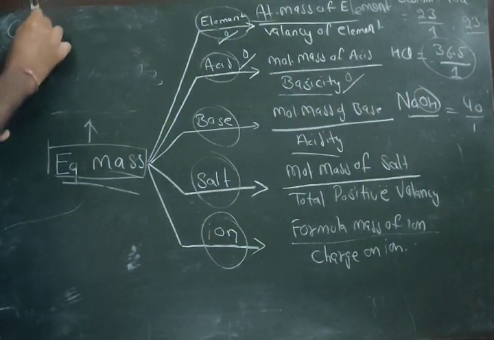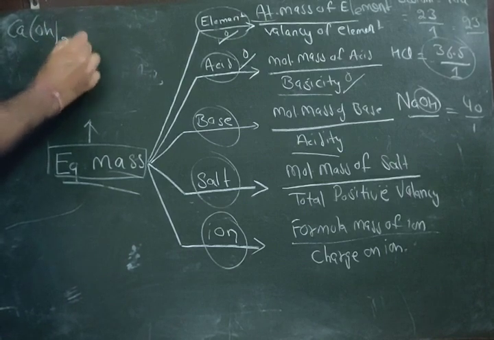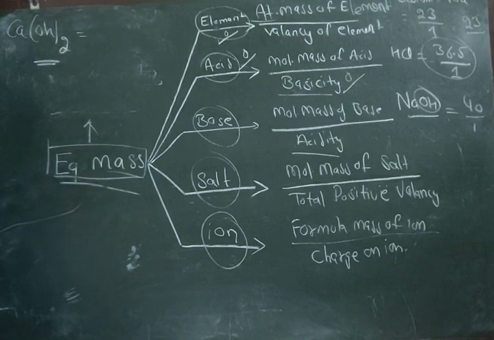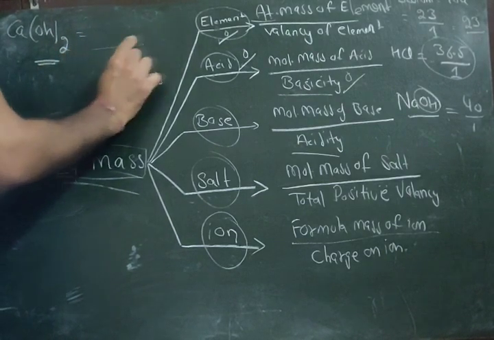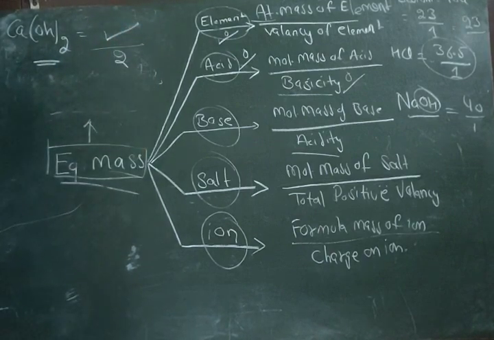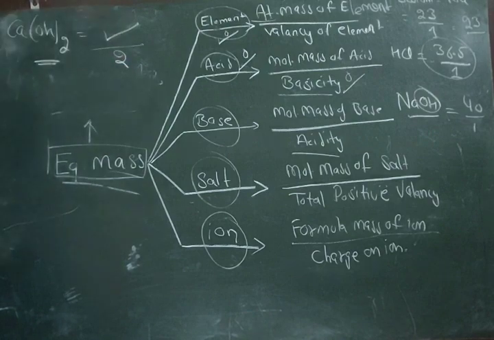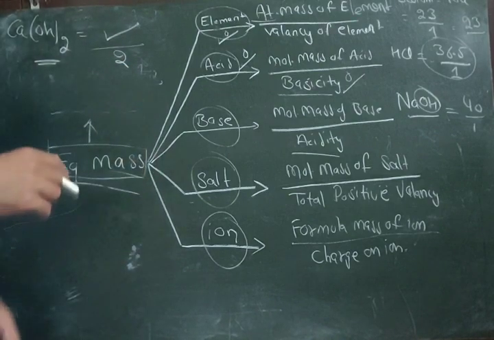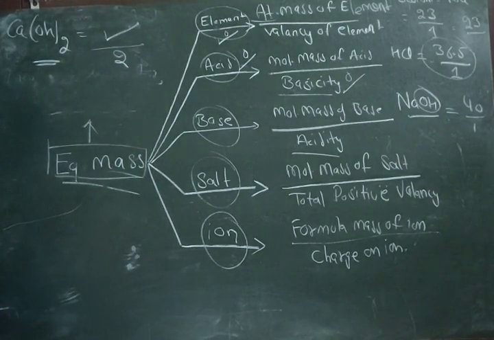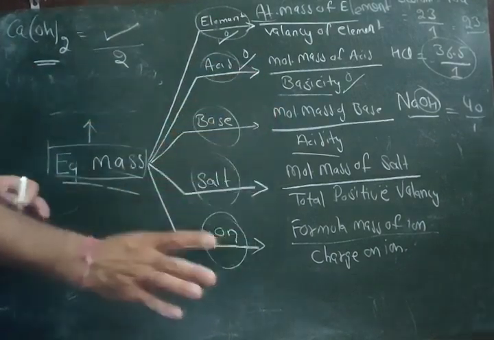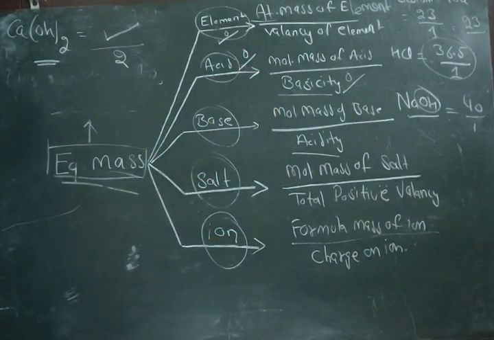Like this is a question for you in the calcium hydroxide. How many OH ions are released by this calcium hydroxide is 2. So take the molecular mass of calcium hydroxide divided by 2. You will get the equivalent mass of it. Fine. Understand this? This is very important.